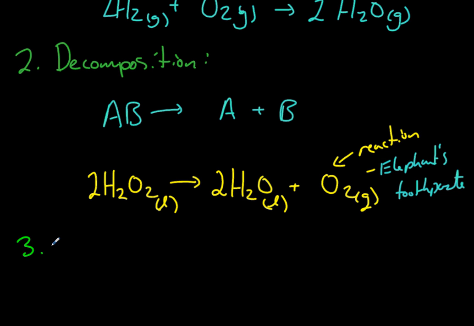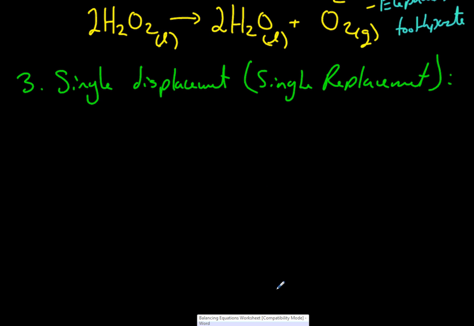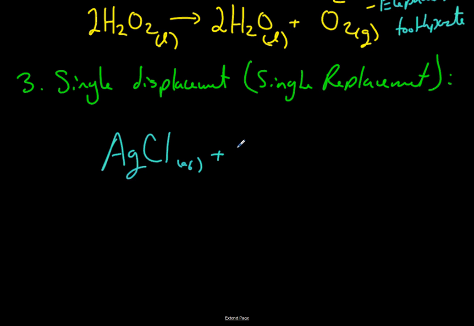Okay. Number 3 is going to be called single displacement, although some people call it single replacement. I think there's 2 of these, and they're pretty easy to remember because they just essentially say exactly what they do. So let's say you have something like this. You might have some silver chloride, and you might say have another metal like, I'm going to say copper. And if you react these in the right way, what you'll end up with is silver and some copper chloride.